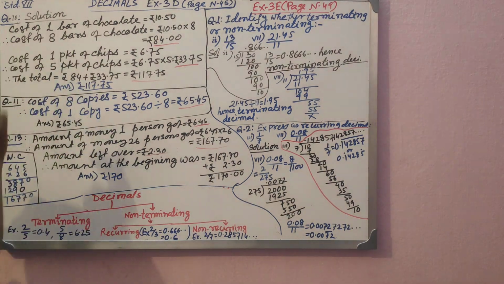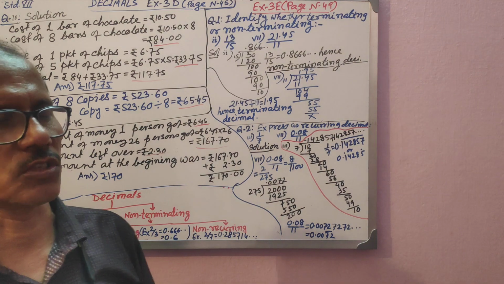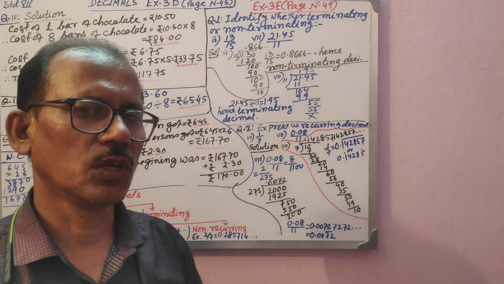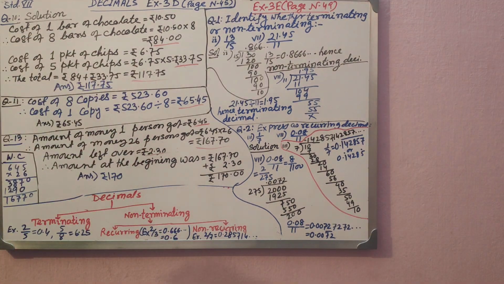First, I will move on to word problems of exercise 3D, page number 45. See, you need to find the total cost. I have taken question number 10, where 1 bar of chocolate costs rupees 10.50, and 1 packet of chips costs 6 rupees 75 paise. You need to find the total cost of 8 bars of chocolates and 5 packets of chips.